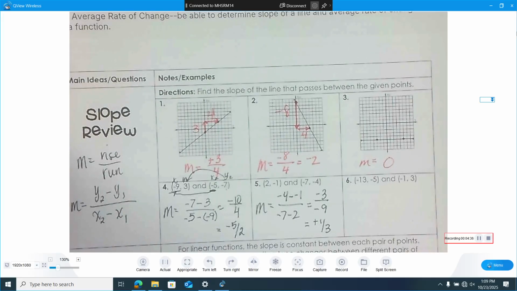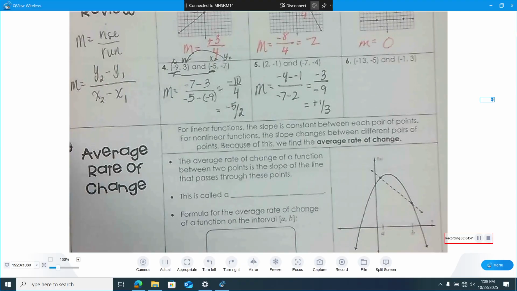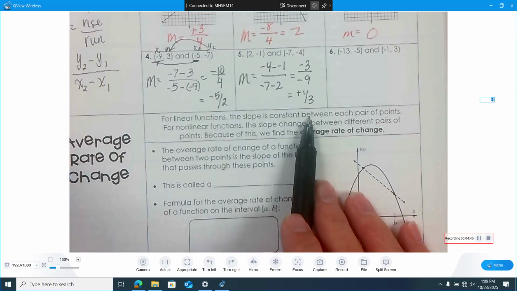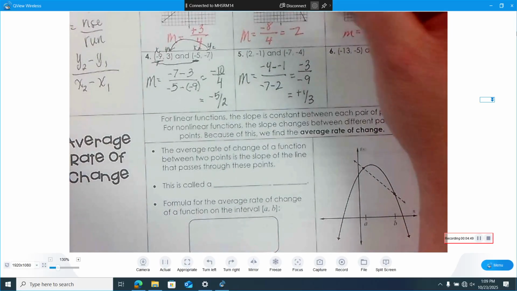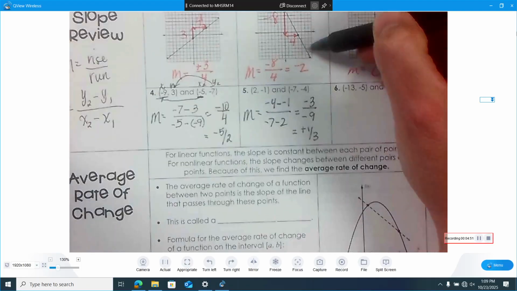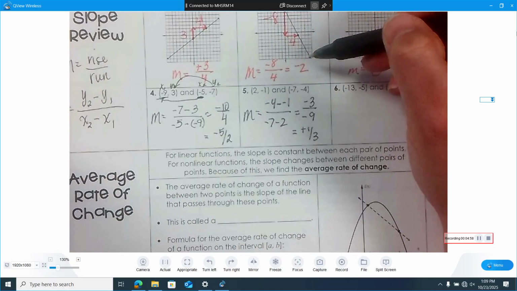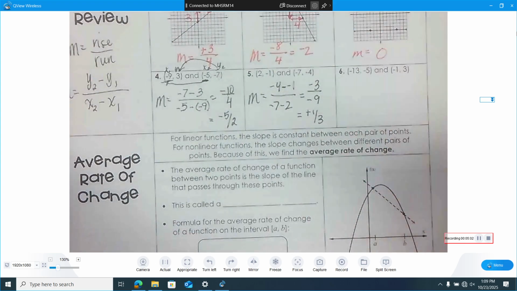Do we need to do the last one? No. Okay, great. So now that we remember slope, for a linear function, slope is constant, meaning between any 2 points we could pick, anywhere on a straight line, the slope is the same. It's negative 2, always, always, between any 2 points, even crazy ones.